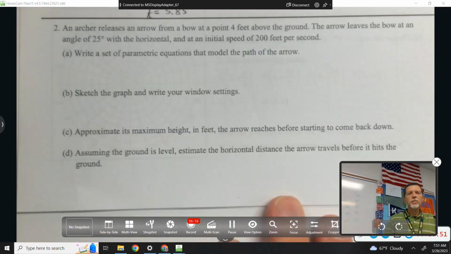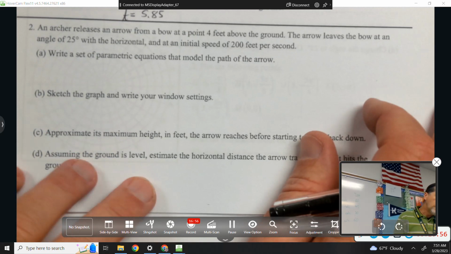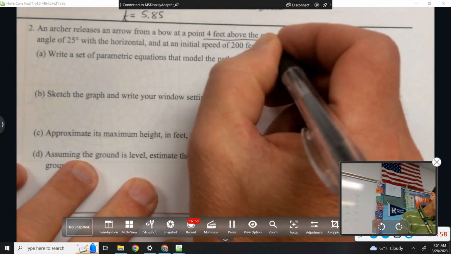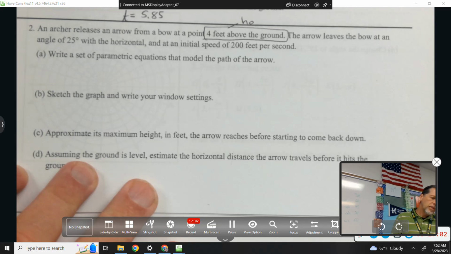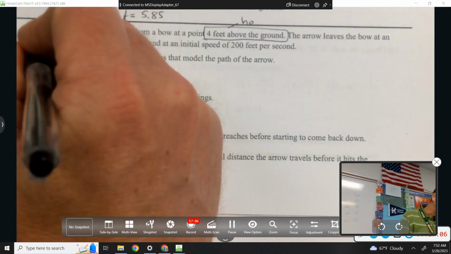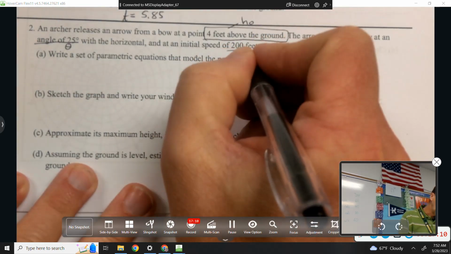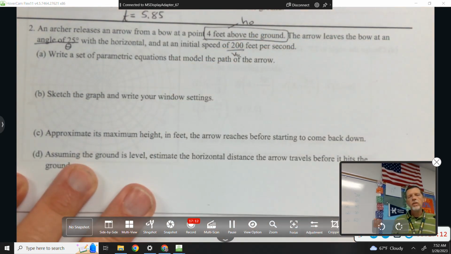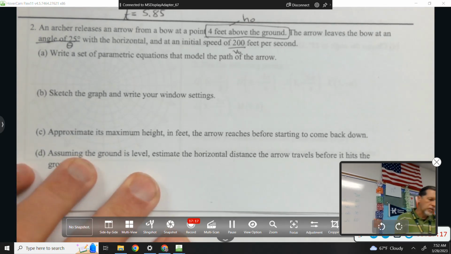All right, let's try number 2. An archer releases an arrow from a bow 4 feet above the ground. So there's H0. The arrow leaves the bow at an angle of 25 degrees, theta, with an initial speed, V0, of 200 feet per second. Write the parametric equations.